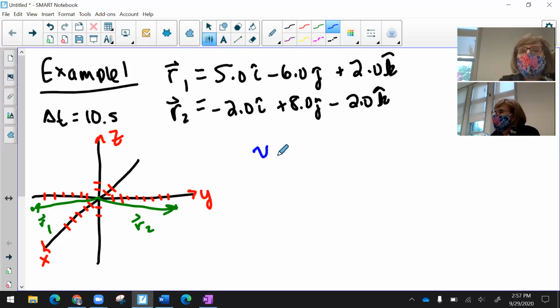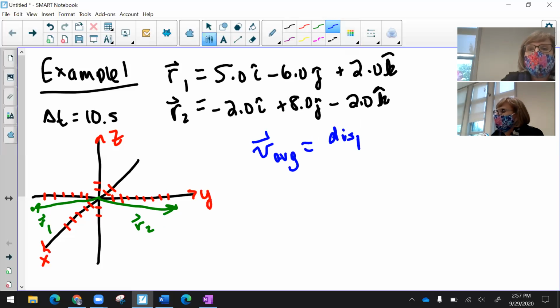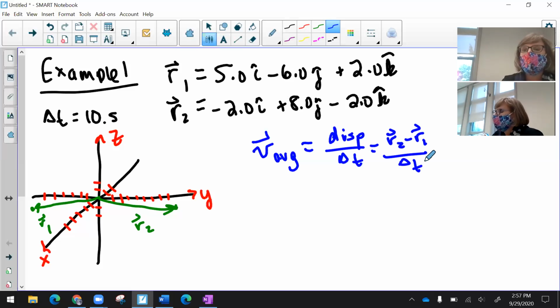So if I'm going to find the average, what is the definition of the average? Lauren. Okay, so let's start by reminding ourselves it's going to be the displacement over the change in time, which, as Lauren correctly said, is going to be R2 minus R1 over whatever that change in time is, because at t equals 0, I am at R1, and 10 seconds later, I am at R2, okay?